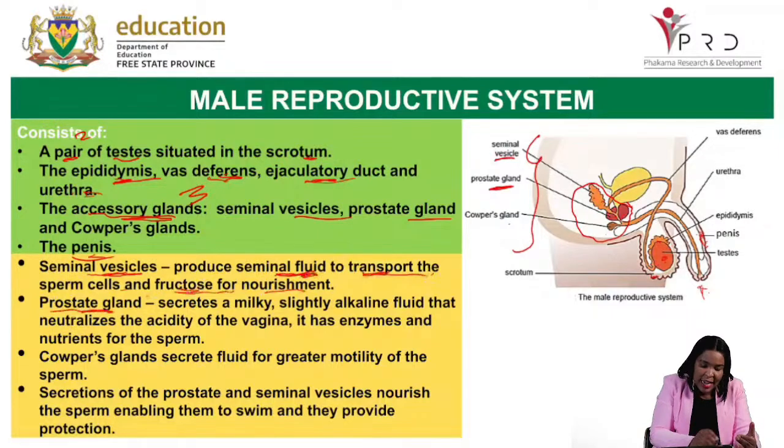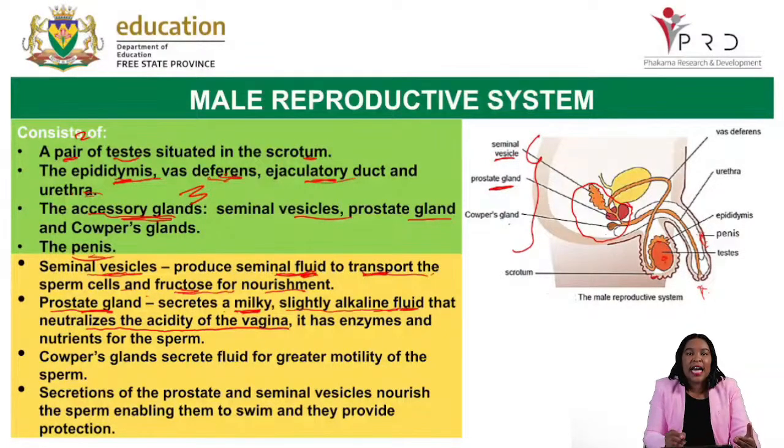Then the prostate gland, this one is going to secrete what? A milky, slightly alkaline fluid that is going to neutralize the acidity of the vagina. Remember, this sperm needs to travel through the vagina. So if the vagina is too acidic, then the sperm might denature, or it might be harmed. So the prostate gland will make sure that the semen has an alkaline fluid that is going to neutralize that acidity of the vagina, where the sperm is going to travel until it reaches the ovum.